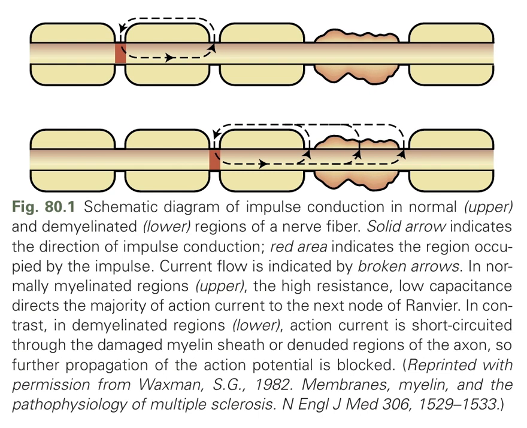The nervous system is an absolute masterpiece of bioelectricity. But as this image beautifully illustrates, even the fastest superhighways fail if you lose the insulation.